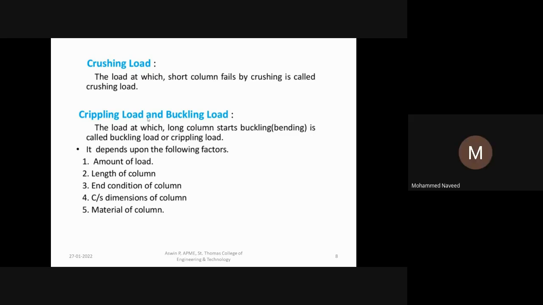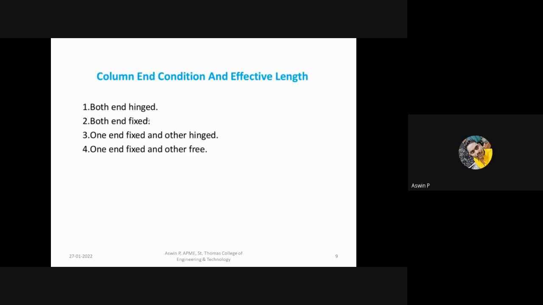Okay, and now we will discuss what is end condition and effective length. There are four end conditions. First one is both ends are hinged. It is also mentioned as pinned. Hinging and pinning are the same. In your syllabus, they have mentioned it as pinned. So both ends are pinned. Second one, both ends are fixed. Third one, one end fixed and one end hinged. And last one is one end fixed and the other one is free.